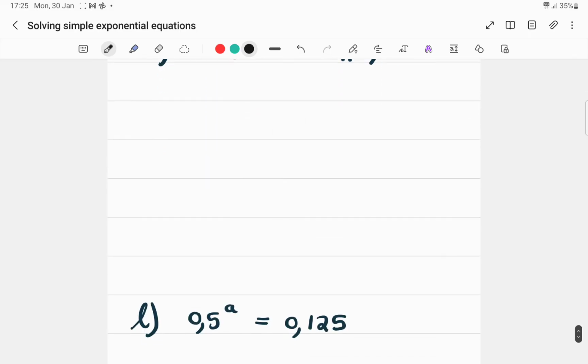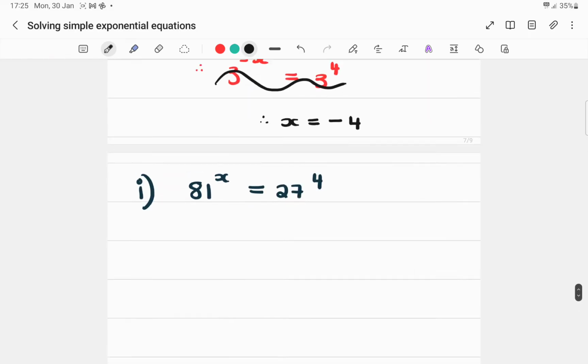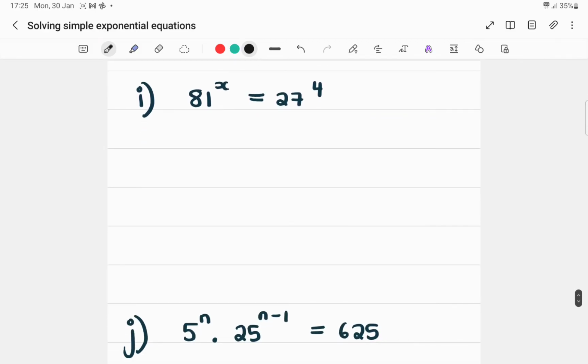Okay, and then, only a few more to go. Sorry, it's taking a long time. Okay, I'm going to try and go a little bit faster.